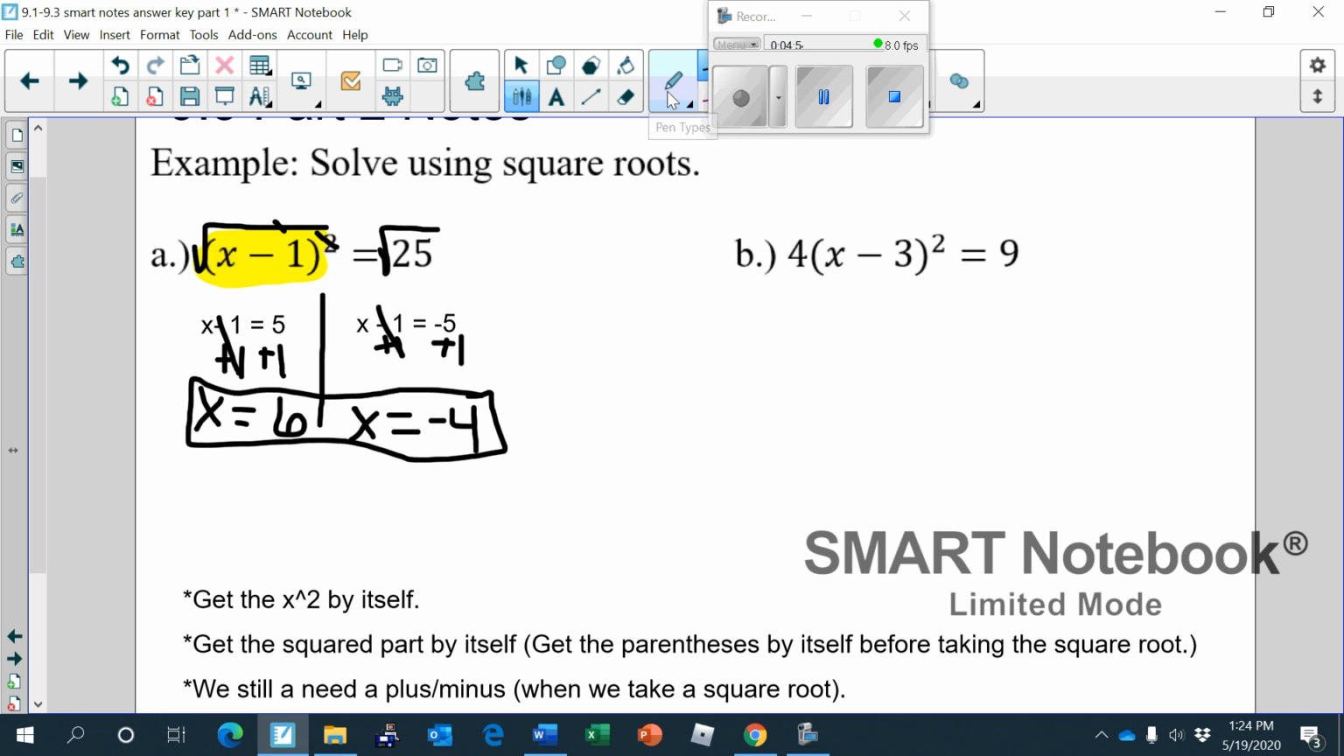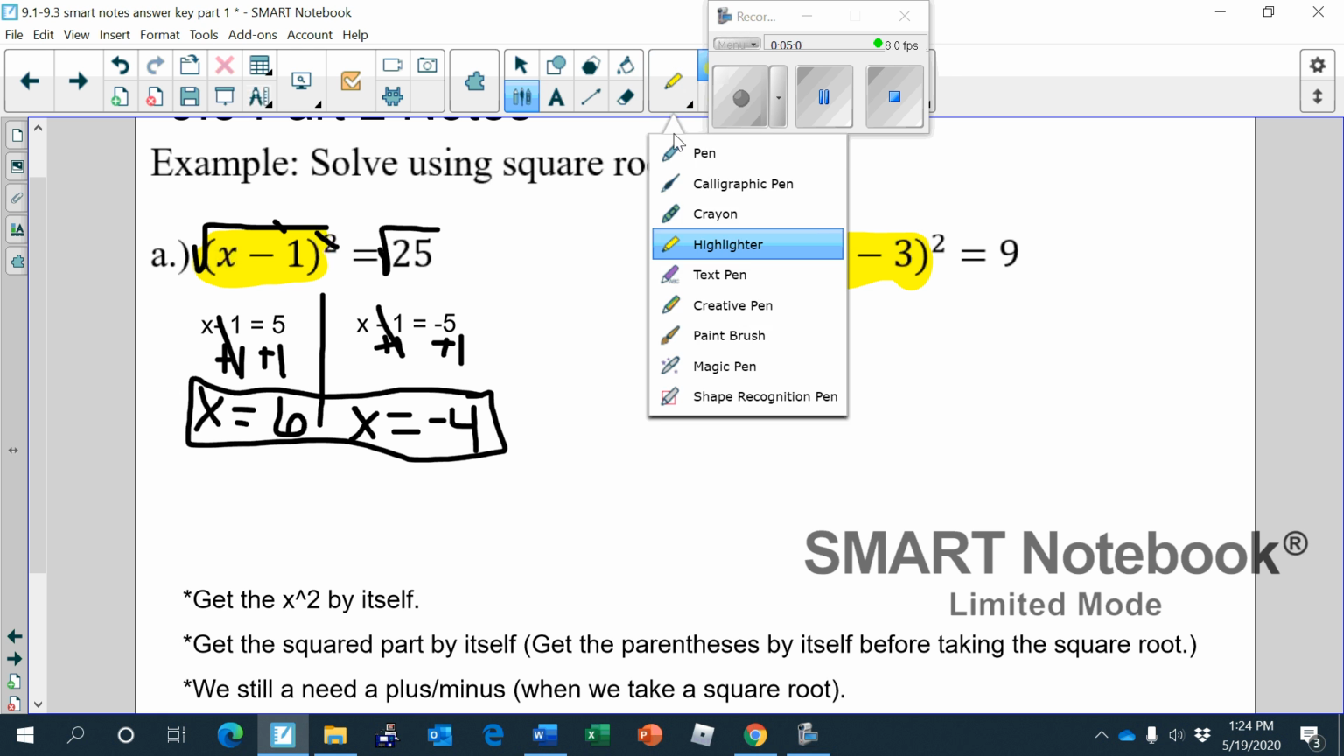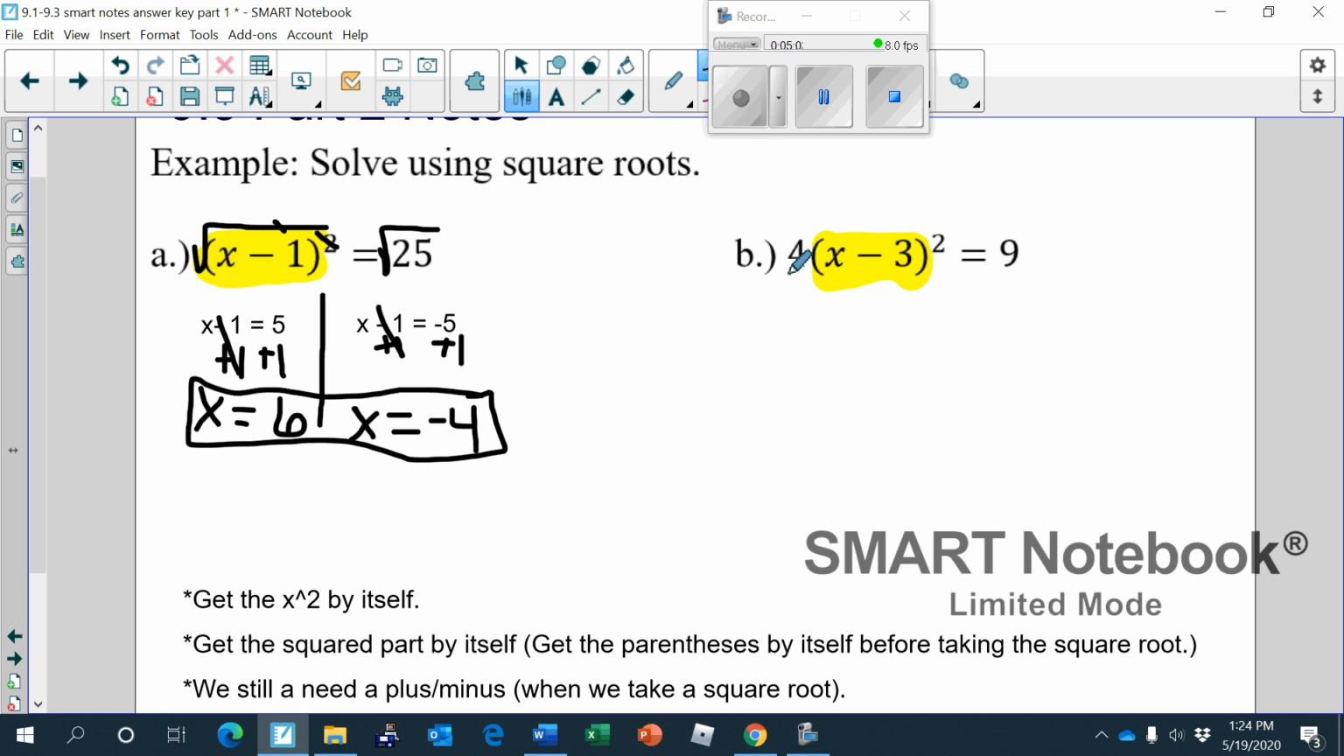So our parentheses are not totally by themselves yet. Here's our parentheses. We've got to get them by themselves. Well, the operation between the 4 and the parentheses is multiplication. So to move it to the other side, I, of course, am going to divide. So let's divide 9 divided by 4.